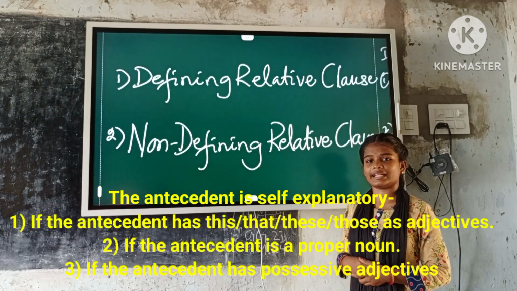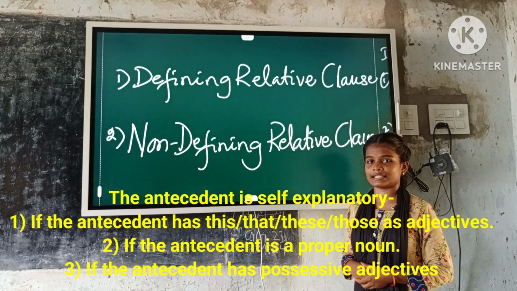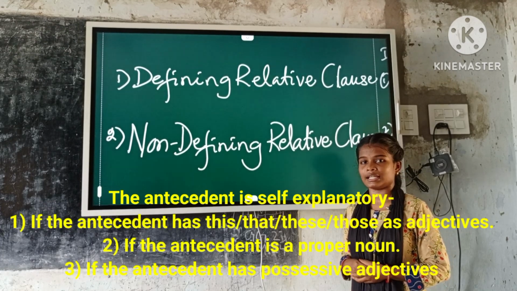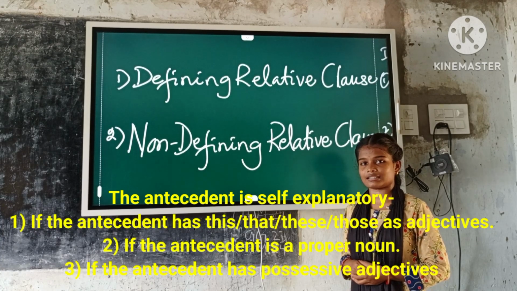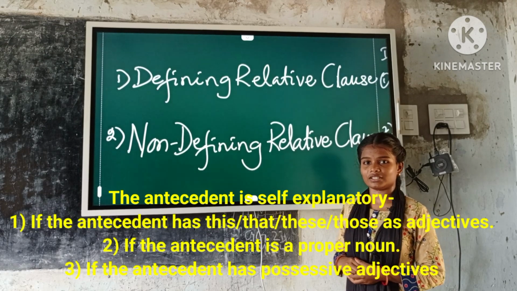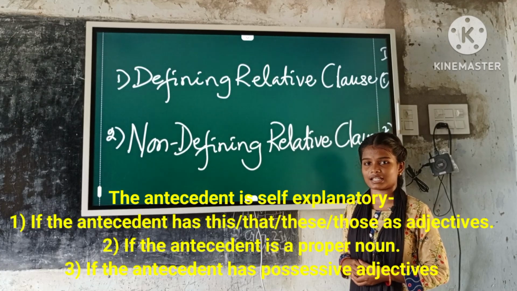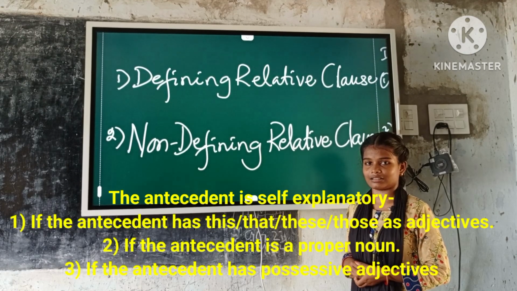When is antecedent self-explanatory? If the antecedent has this, that, these, those as adjectives, it is self-explanatory. If the antecedent is proper nouns, it is self-explanatory. If the antecedent has possessive adjectives such as my, our, your, his, her, their, etc., it is self-explanatory.